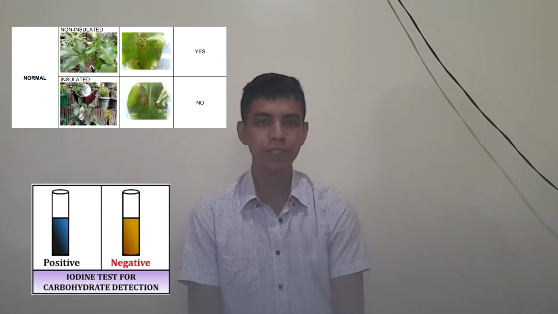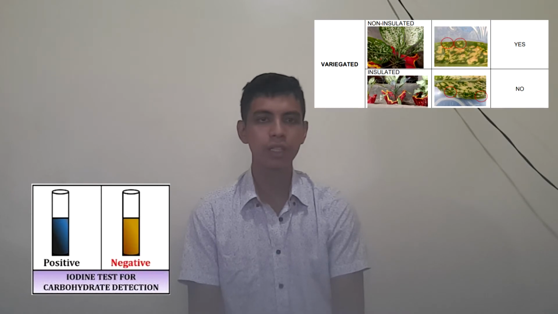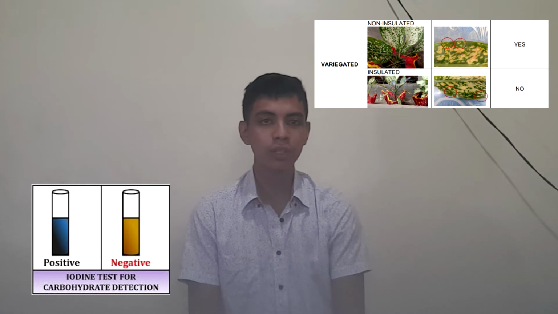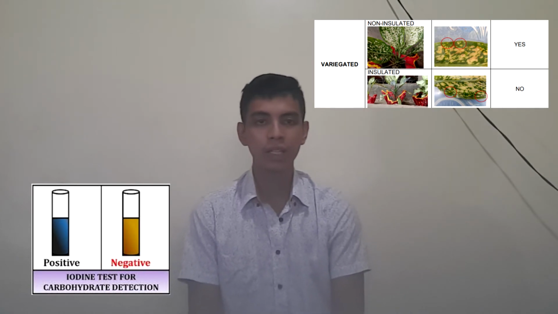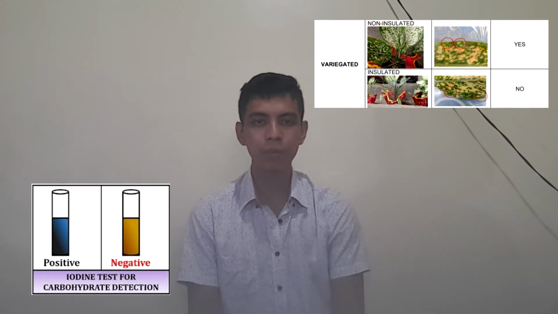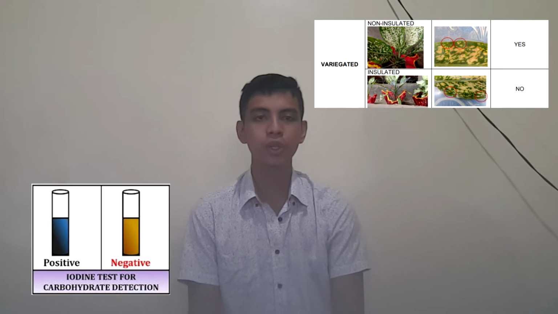On the other specimen, the variegated leaves, the observation was the same as with the normal leaves, but showed little effects due to lack of chlorophyll. Non-insulated variegated leaves revealed little bluish-black pigments, while the insulated variegated leaves revealed a brownish color.